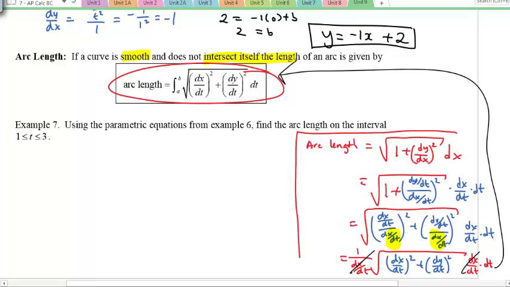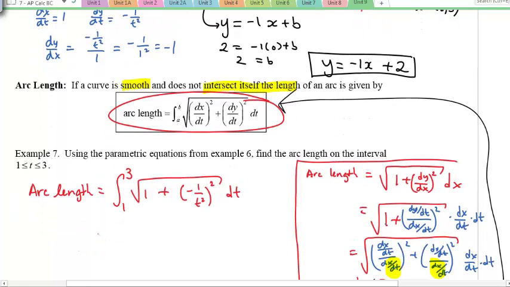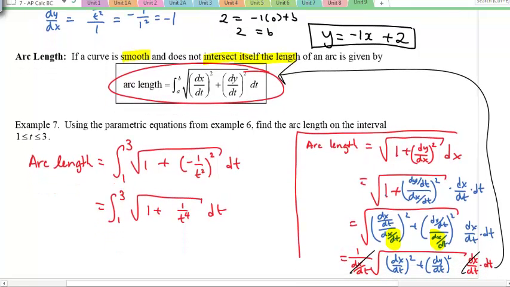So using example number 6, I'm going to ask you to find the arc length on the interval from 1 to 3. So using the formula, arc length, interval goes from 1 to 3. dx/dt I calculated already for you is 1. dy/dt I calculated for you is negative 1 over t squared, all squared, dt. And that equals the integral from 1 to 3 of the square root of 1 plus 1 over t to the power of 4 dt. I have no idea how to integrate this, algebraically though.